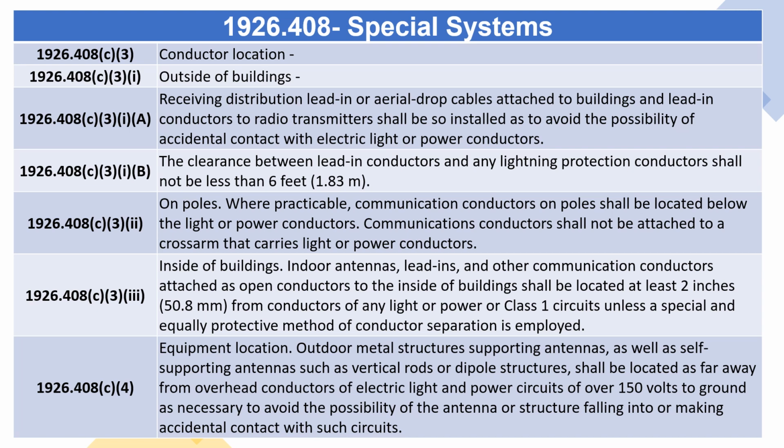1926.408(c)(4) Equipment location. Outdoor metal structures supporting antennas, as well as self-supporting antennas such as vertical rods or dipole structures, shall be located as far away from overhead conductors of electric light and power circuits of over 150 volts to ground as necessary to avoid the possibility of the antenna or structure falling into or making accidental contact with such circuits.